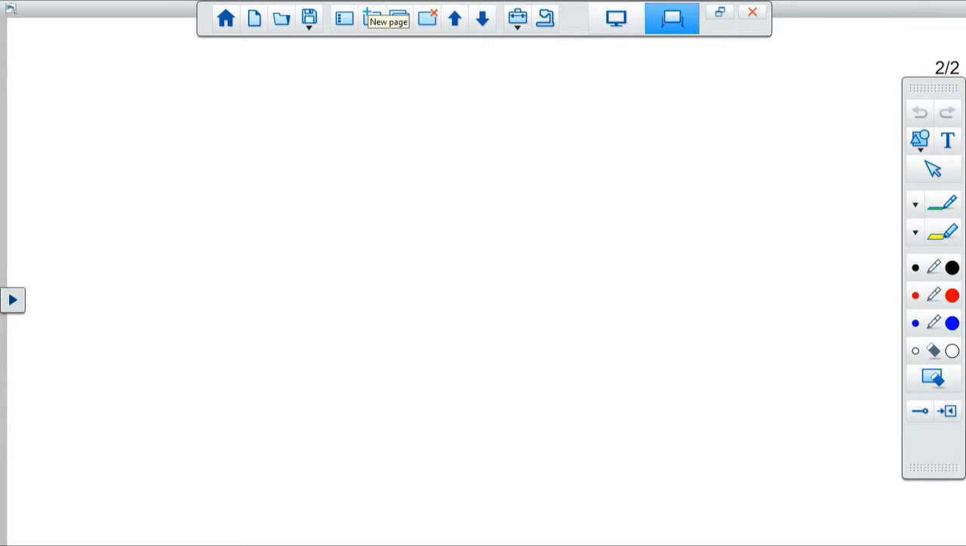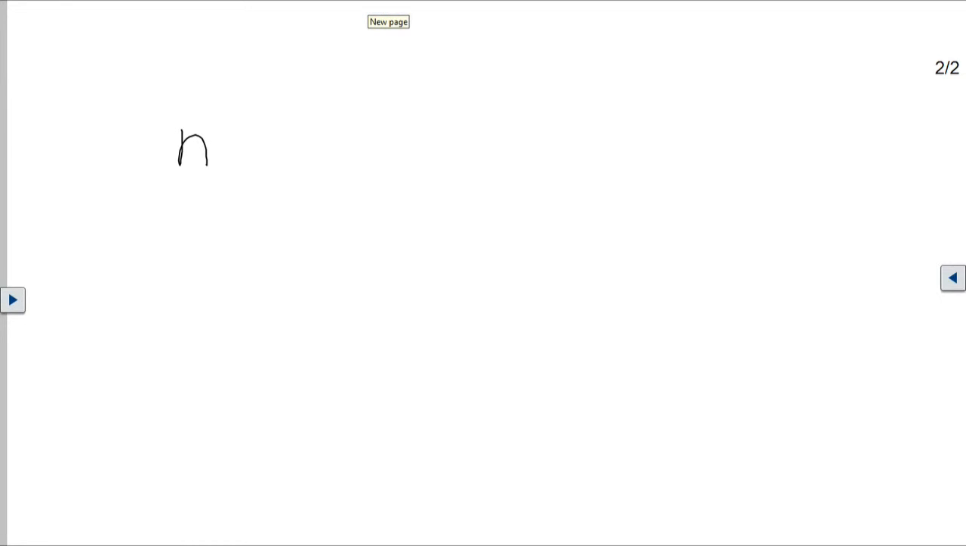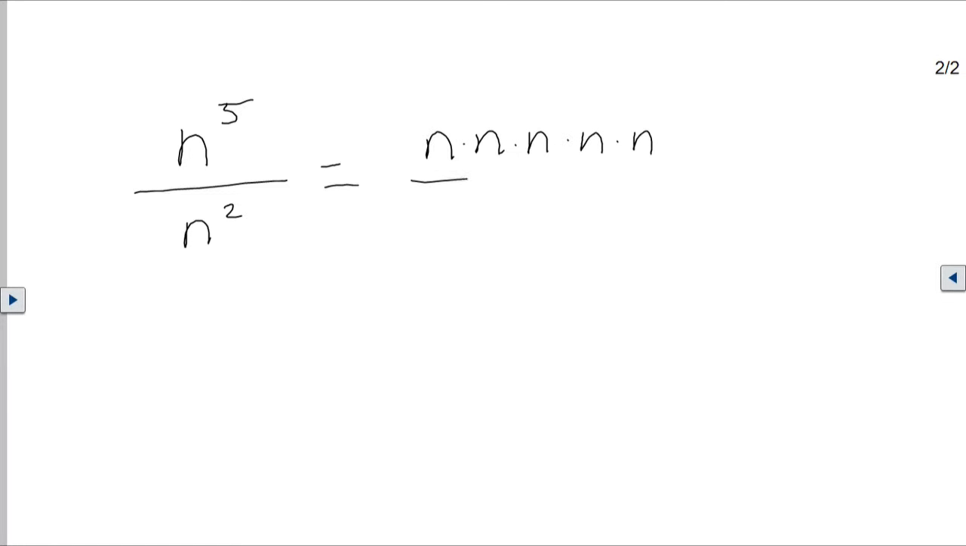Now, division is going to be similar. Okay, let's say I had n to the fifth power divided by n squared. Okay, I'm going to write it as a fraction there for my division. Well, if we think about what that means, n to the fifth, there's your 5 n's. N to the second is 2 n's, right? And then we can cancel out.